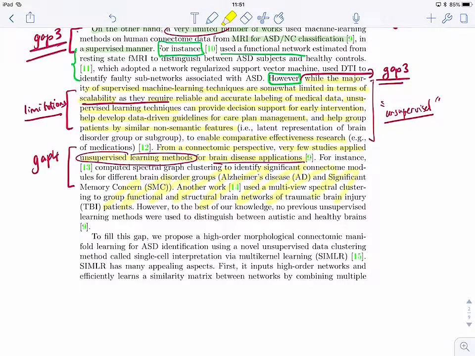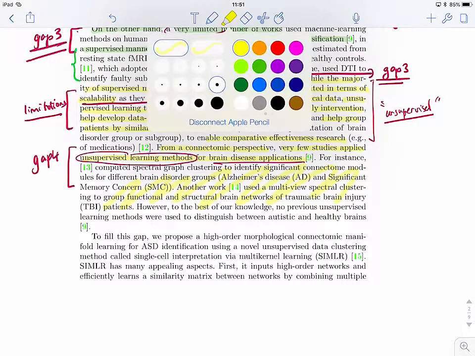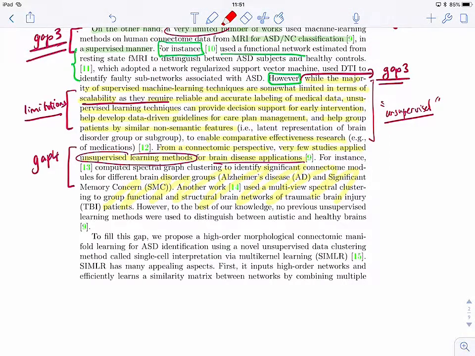And this is one of the commonly used sentences in research papers. To the best of our knowledge, no previous unsupervised learning methods were used to distinguish between autistic and healthy brains. Okay, so this is a key contribution. No one has ever solved this before. So when you say, to the best of our knowledge, we unprecedentedly propose, or this is the first work to propose, it means you have a big contribution.